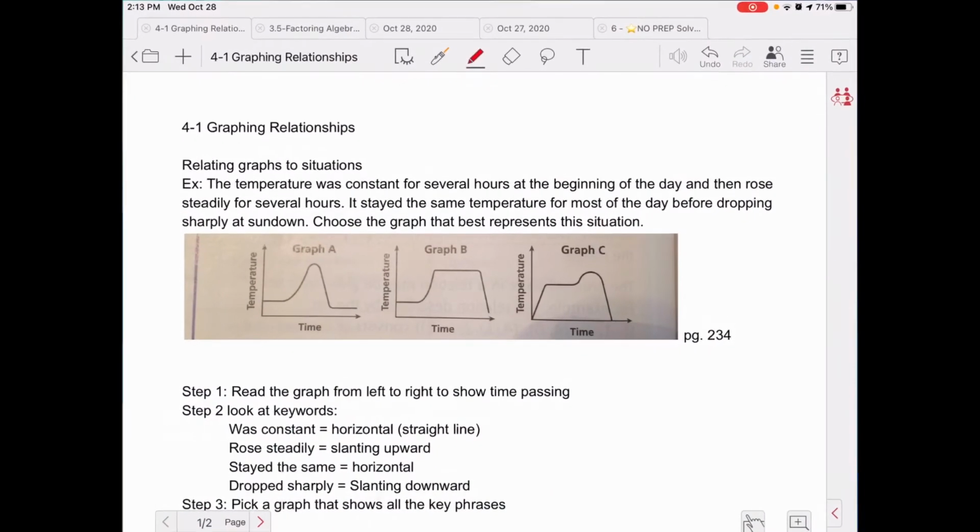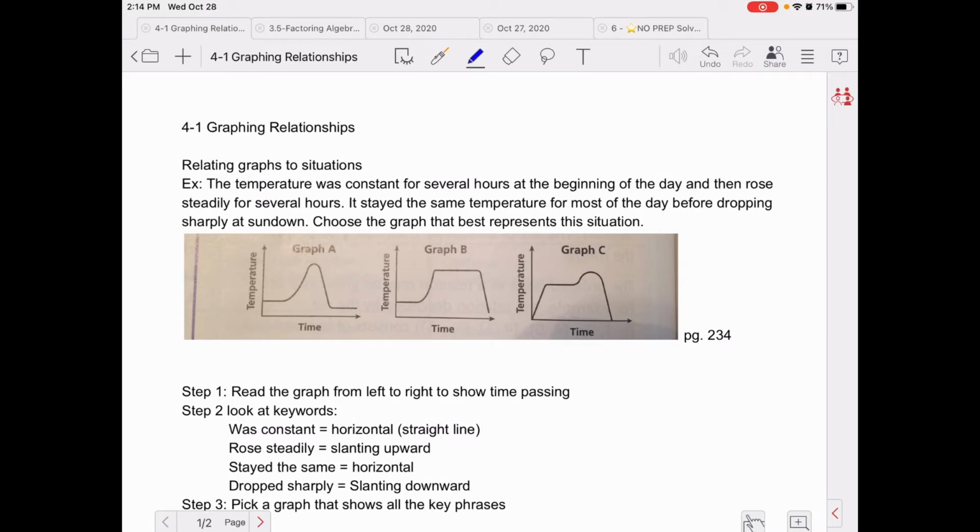We are going to start talking about graphing relationships today. So we are moving on to chapter 4. We're going to have graphs that relate to certain situations, and we'll have to look at a graph and then decide what our situation is, okay? So let's talk about this first one.